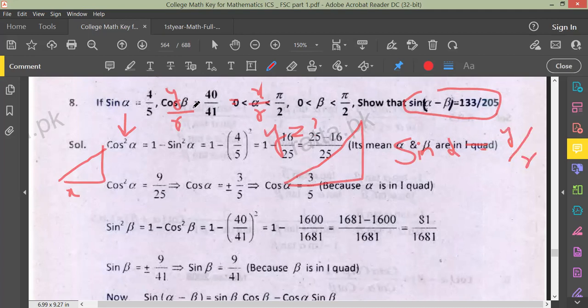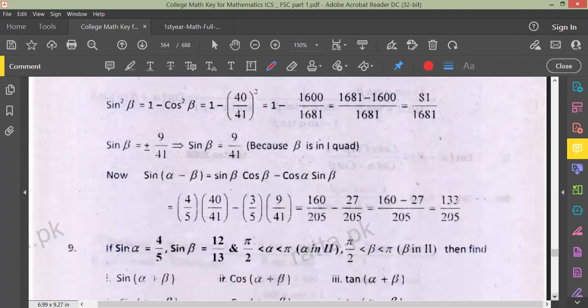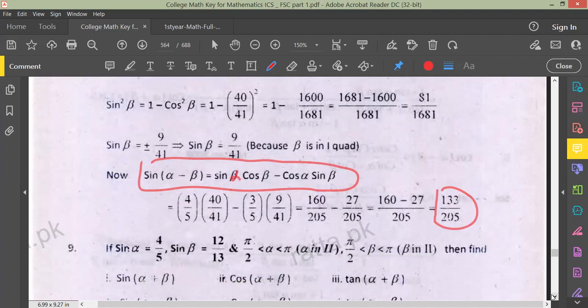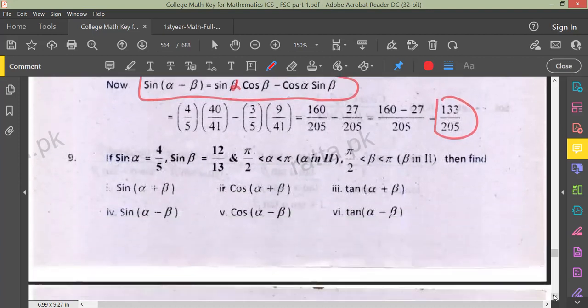After putting the values in this formula, sine of alpha minus beta will be equal to sine alpha cos beta minus cos alpha sine beta. So after putting the values of sine alpha, cos beta, cos alpha and sine beta, our final answer will be equal to 133 over 205. So this is the final answer of question number 8.